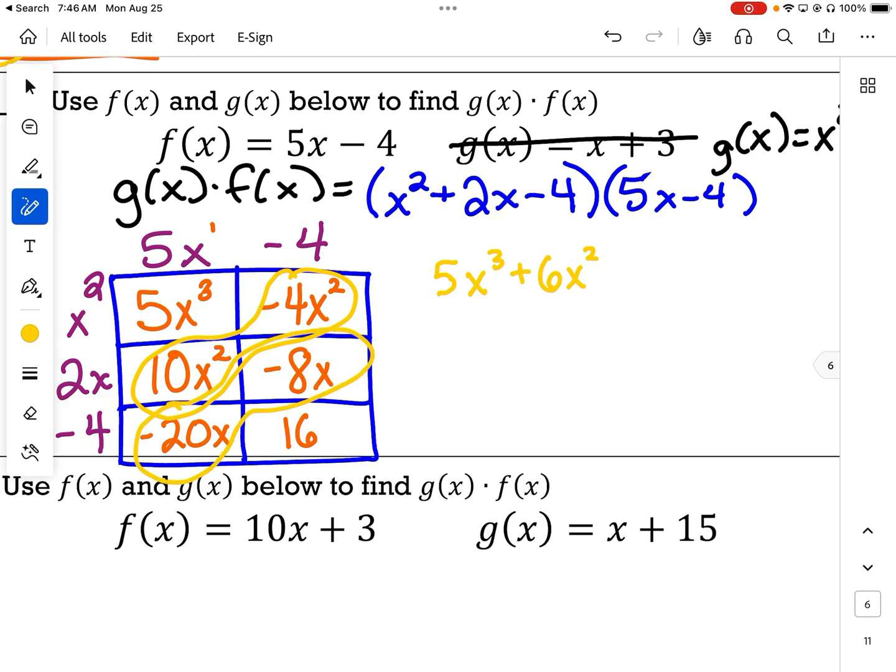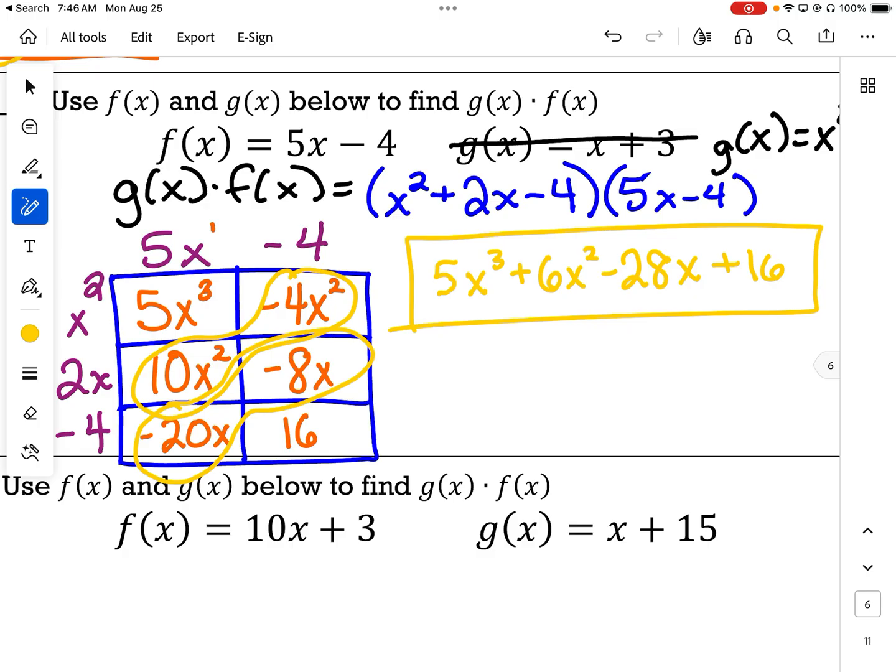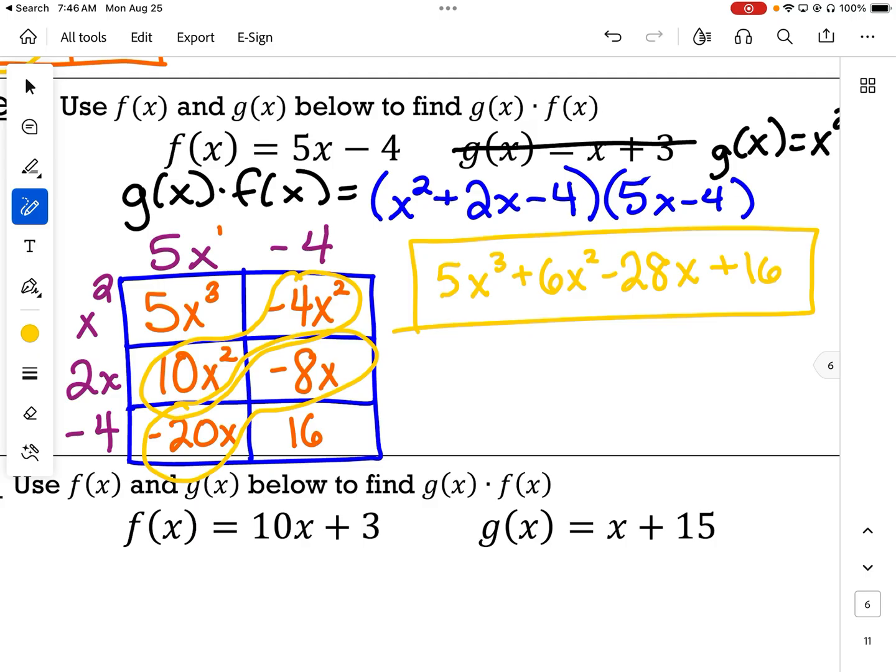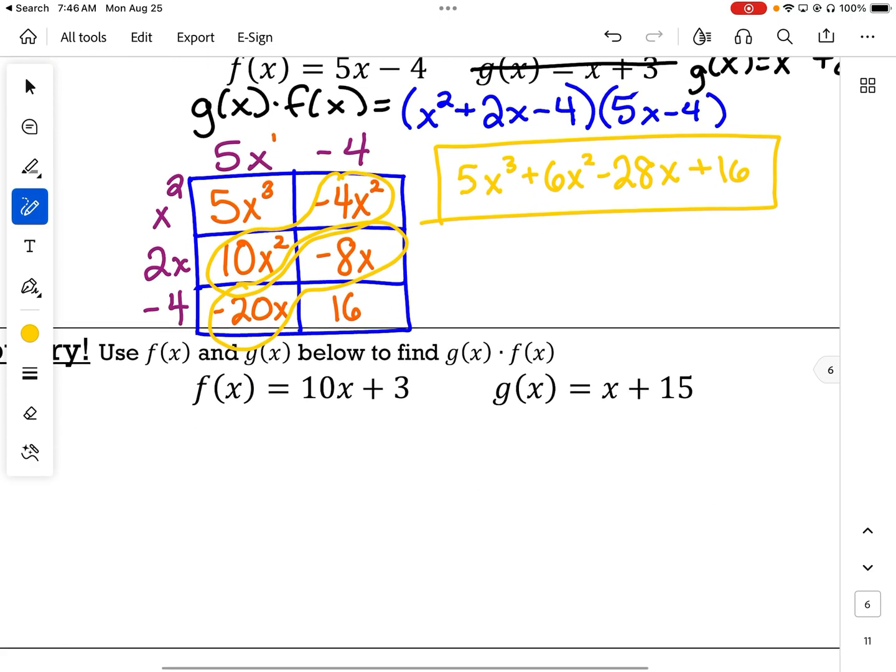And I'm going down on exponents. So cubed, squared, and then just x to the first. I can make another peanut right here. Negative 20x minus 8x, negative 28x. And then we got our lonely 16. So it'd be plus 16. Can't combine anything else. You keep it all separate now.